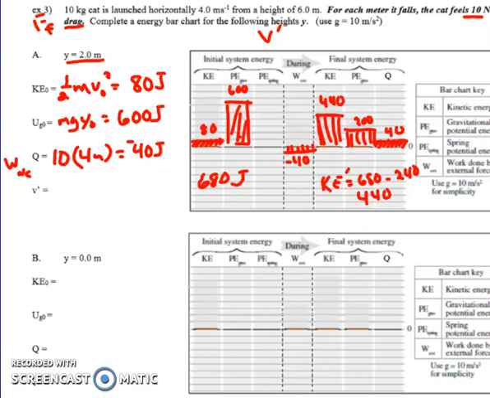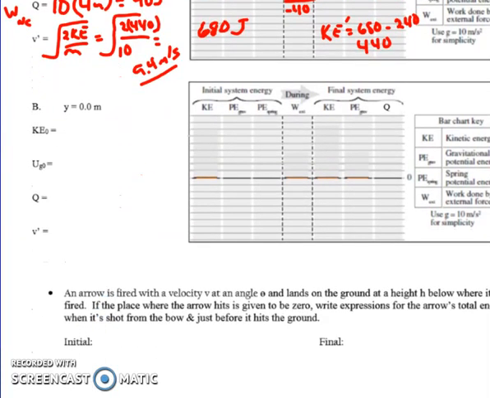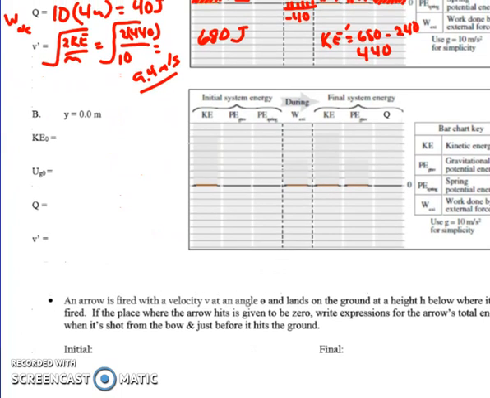Okay, now we can find the velocity. If we know that KE equals 1/2 mv squared, then our v prime, if I do the algebra, is going to be the square root of twice our kinetic divided by the mass. I'll let you work out that algebra. So we have 2 times 440 divided by 10, and that's 9.4 meters per second. So now we know how fast it's moving by virtue of how far it's fallen and what work has been done by friction.